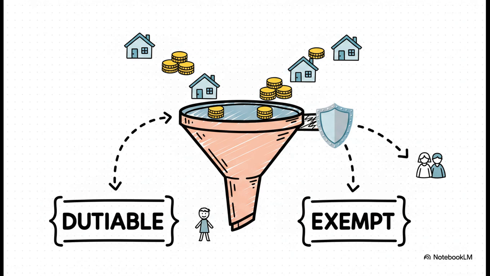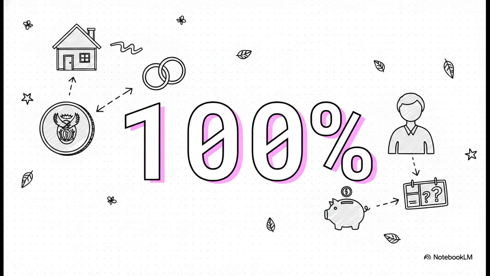This amazing tool has a name, the Section 4Q deduction. That's right, 100%. The entire portion of your estate that you leave to your spouse gets deducted. It's like it gets a free pass through the toll gate. What it really does is postpone the tax until the second spouse passes away. This is without a doubt a cornerstone of estate planning in South Africa.